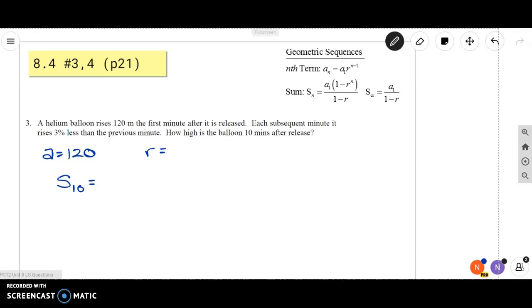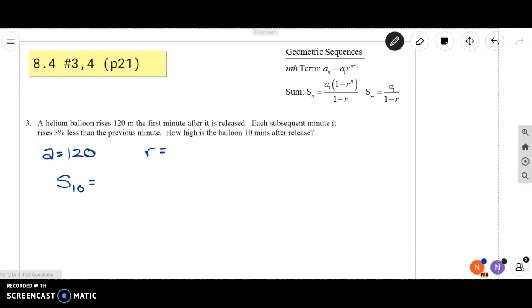For 8.4, here are two of the word problems, number 3 and 4. For these ones, we're just going to look at how to set them up, and then I'll leave the solving to you. Number 3, we have a helium balloon. It rises 120 meters in the first minute after it's released.